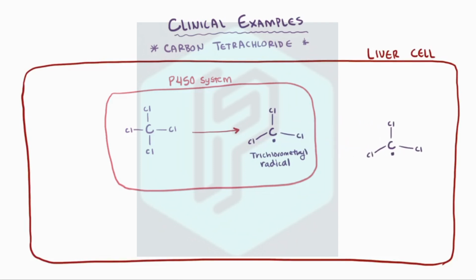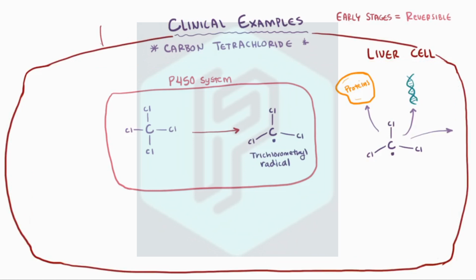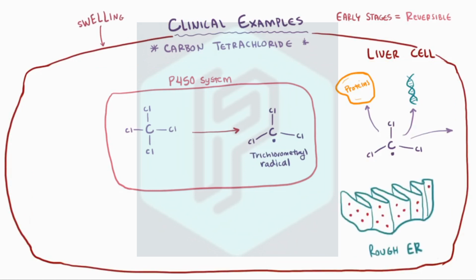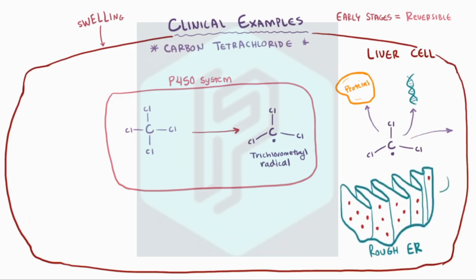Now that it's this free radical, it starts wreaking havoc on the hepatocytes of your liver. It can start damaging proteins, DNA, and cell membranes. In the early stages, though, this damage is actually reversible, and one way you can tell is by looking for cellular swelling. So the cells are actually swelling, and this causes the rough endoplasmic reticulum of the cell to also swell. And remember how on your rough endoplasmic reticulum you've got all your ribosomes, right? Which help us make proteins. So when it swells, they pop off, and your protein synthesis goes down.